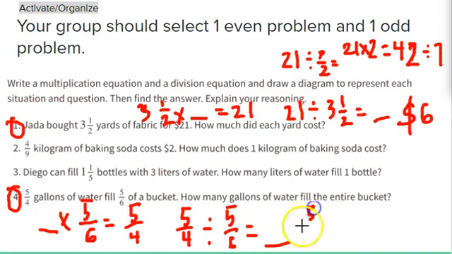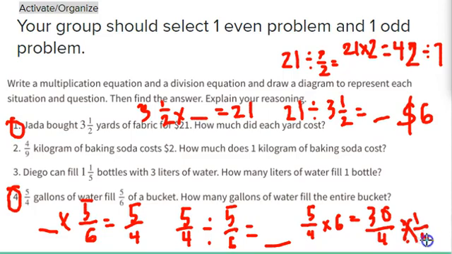So I'm going to take the 5/4 times 6, which is going to give me 30/4. Now I need to divide by, or multiply by, 1/5. Divide by 5 or multiply by 1/5 gets me 30/20, which is the same as 3/2, which is 1 and 1/2 gallons that go in the bucket.